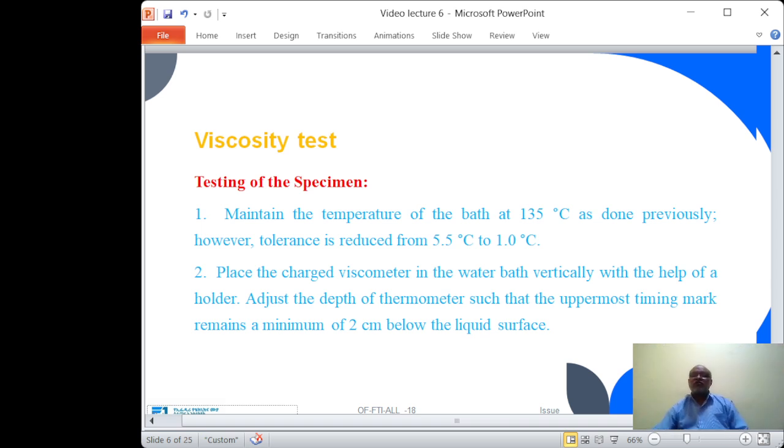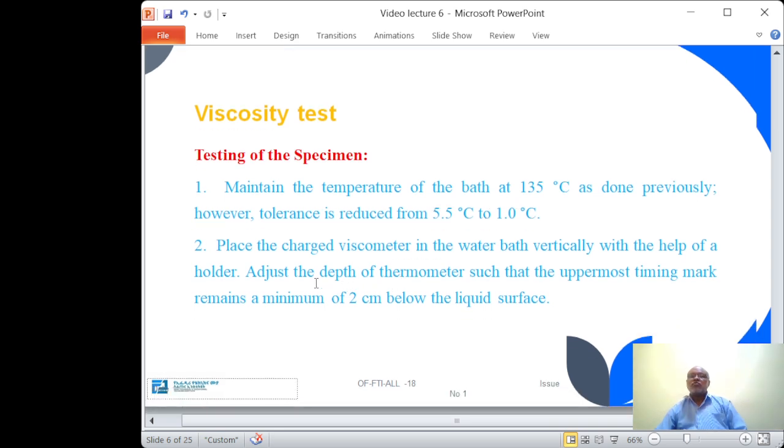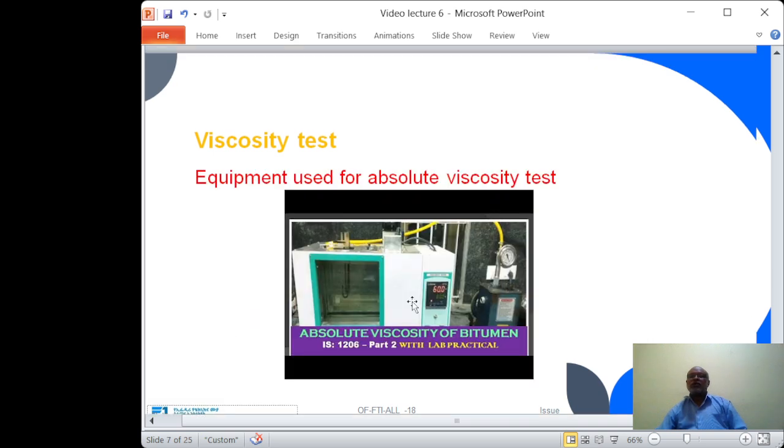First, maintain the temperature of the bath at 135 degrees centigrade as done previously. However, the tolerance is reduced from 5.5 degrees centigrade to 1.0 degrees centigrade. Second, place the charged viscometer in the water bath vertically with the help of a holder. Adjust the depth of the thermometer such that the uppermost timing mark remains a minimum of 2 centimeters below the liquid surface.